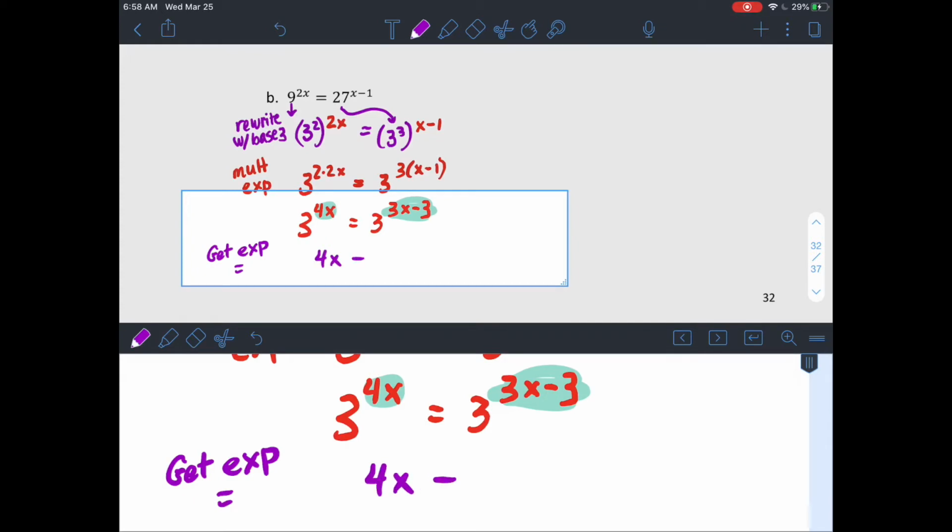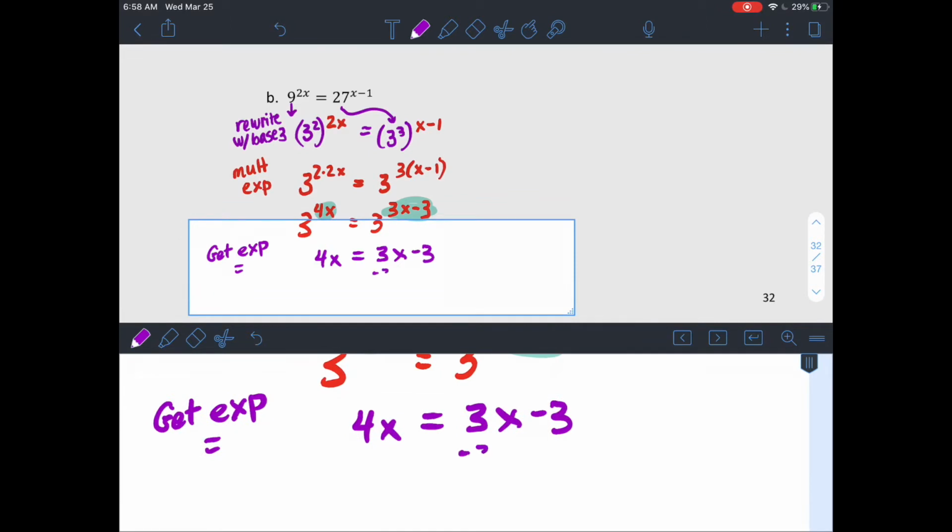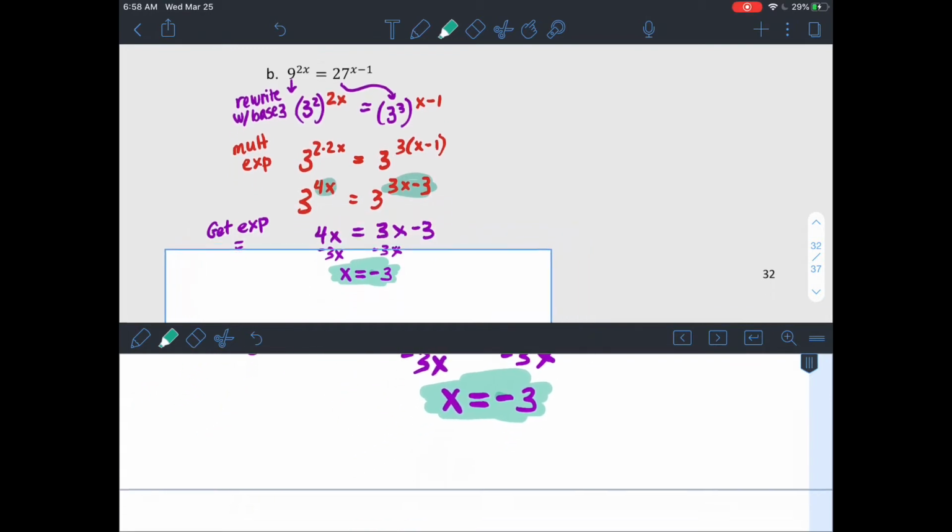You got 4x equals 3x minus 3. If you subtract 3x from both sides, you're just going to end up with x equals negative 3. So that's it. Rewrite them with the same base, set your exponents equal.